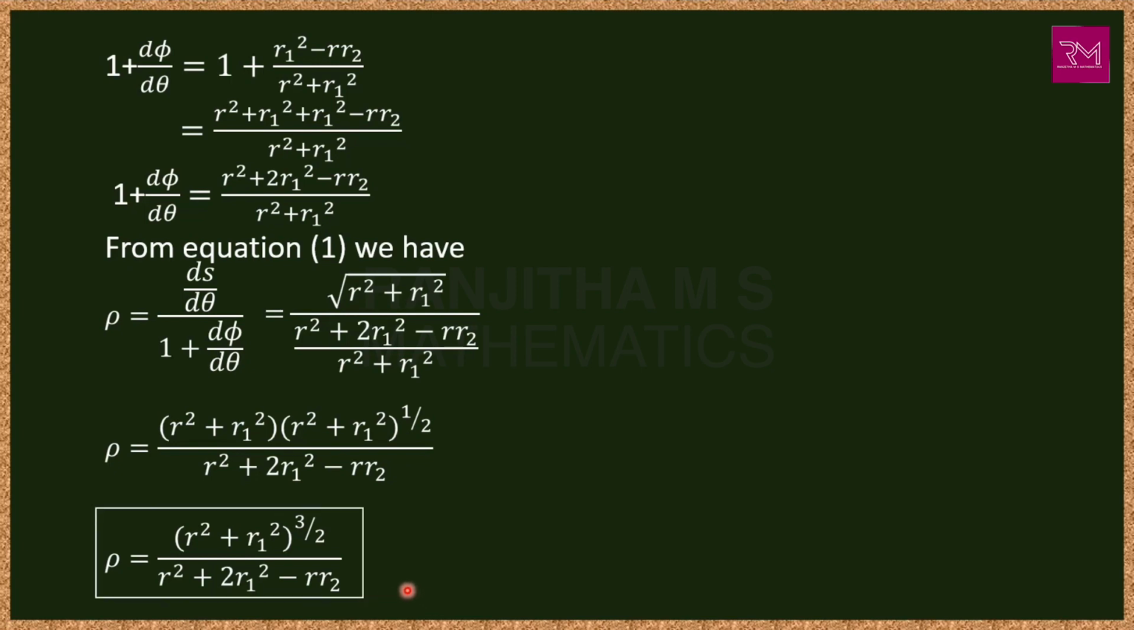So this is the formula of radius of curvature in polar form. This is a very important formula. You must remember this formula, that is rho is equal to r square plus r1 square whole power 3 by 2 divided by r square plus 2r1 square minus r into r2, where r1 is nothing but dr by d theta and r2 is d square r by d theta square. This completes the derivation of radius of curvature in polar form. In the next video, we shall discuss how to solve problems using this formula.